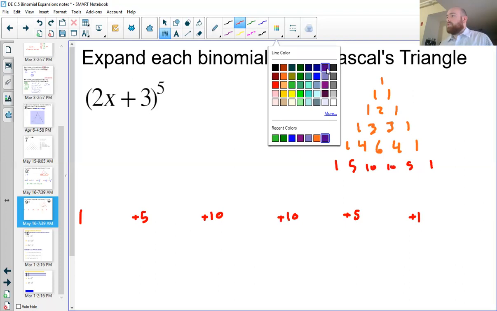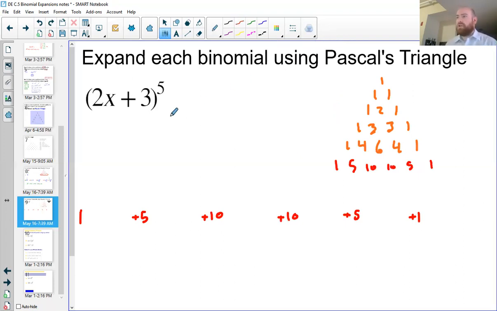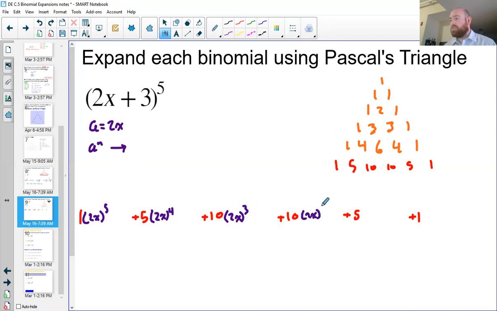Now let's do purple. We haven't used purple in a while. So a is equal to 2x. And we want to start with a to the n from left to right. So we have 2x to the 5th power, then 2x to the 4th power, 2x to the 3rd power, 2x squared, and then finally 2x.